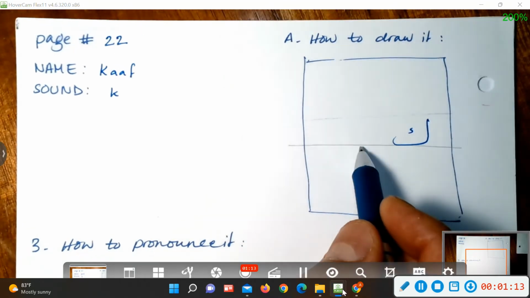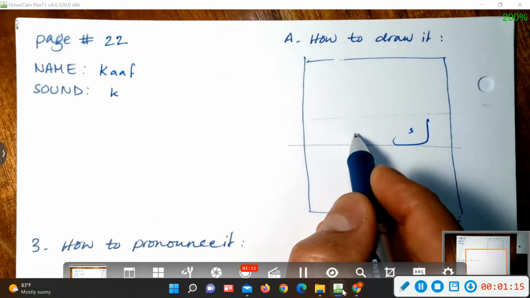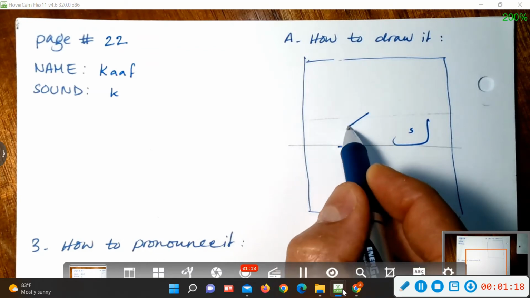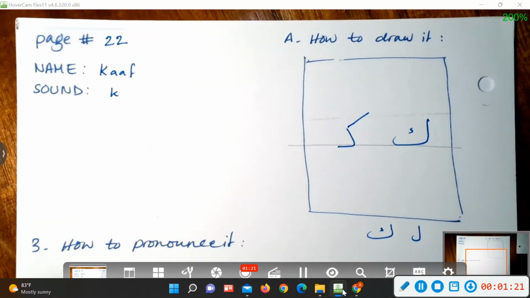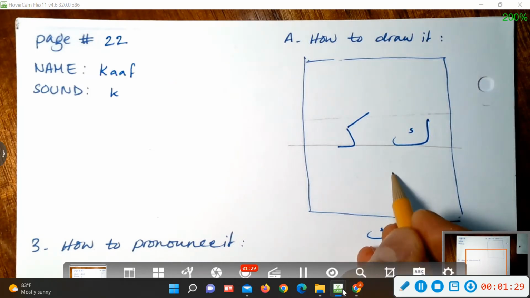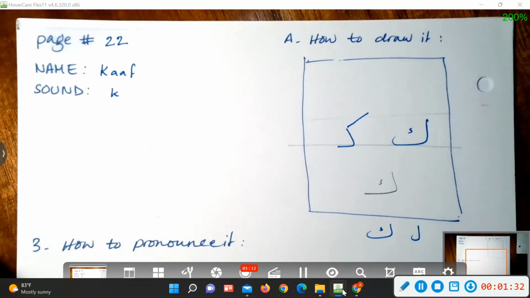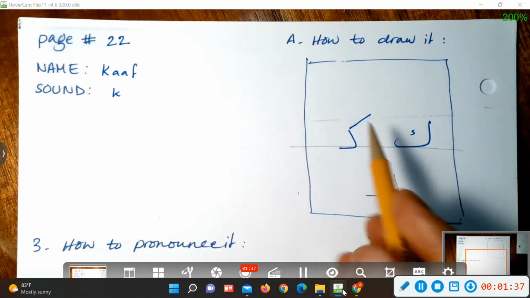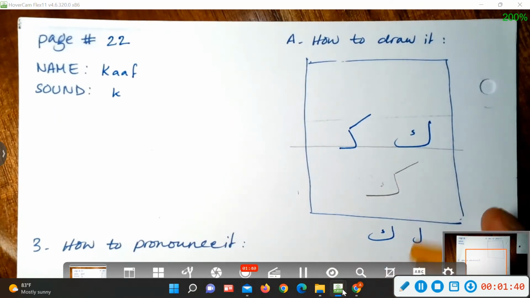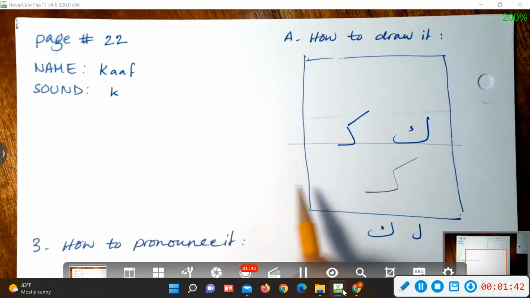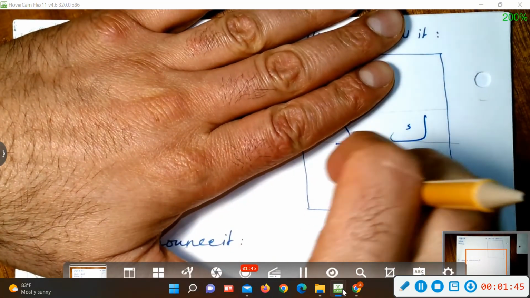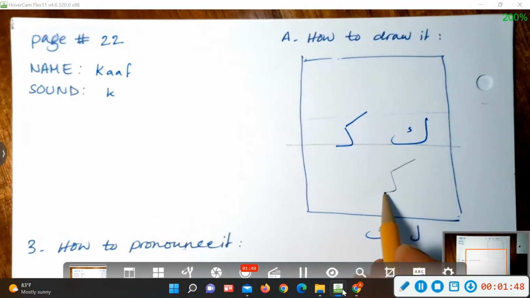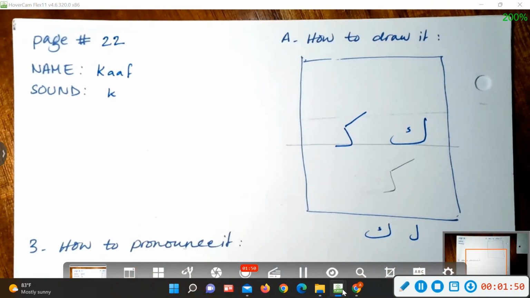Now, when the Kaaf is connected, it takes a different shape. Now it's like that. So it's as if we have the Kaaf, and then we take off the Hamza, and then we make a long line here. So it becomes a Kaaf to connect. And this line gets shorter. So it's transformed.